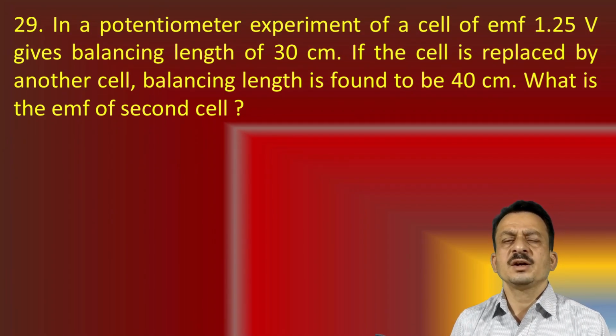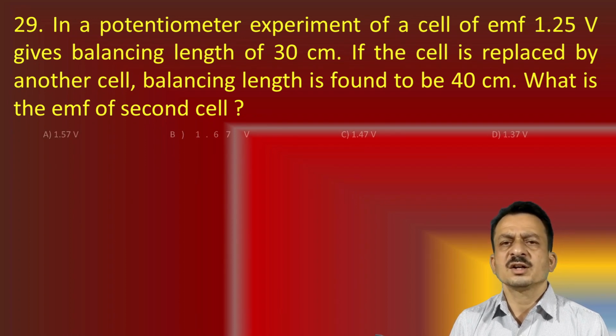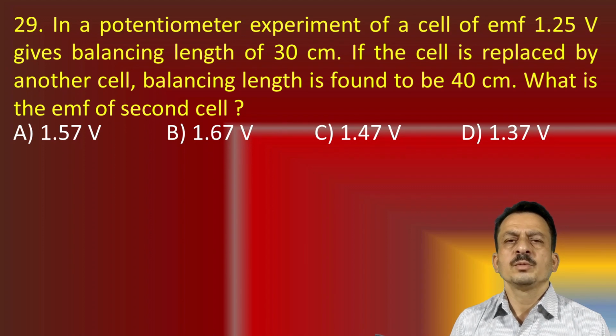Next problem. In a potentiometer experiment, a cell of EMF 1.25 volts gives a balancing length of 30 centimeter. If the cell is replaced by another cell, the balancing length is found to be 40 centimeter. What is the EMF of the second cell? Options are A 1.57 volt, B 1.67, C 1.47, D 1.37 volts. Now we make use of the comparison of EMF of two cells, given by the formula E1 by E2 is equal to L1 by L2, where E1 and E2 are the EMFs of the two cells, and L1 and L2 the corresponding balancing lengths.